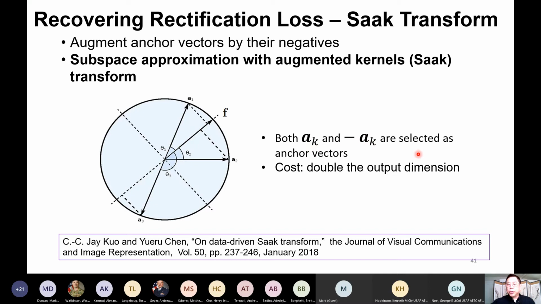So this is like 2 neurons in the MLP design. We have 2 neurons, one positive and the other negative, and you clip. It's similar to that idea, but we call it the Saak transform. But the disadvantage is the neurons double. The original LeNet has 6 filters, and now I need 12 filters.